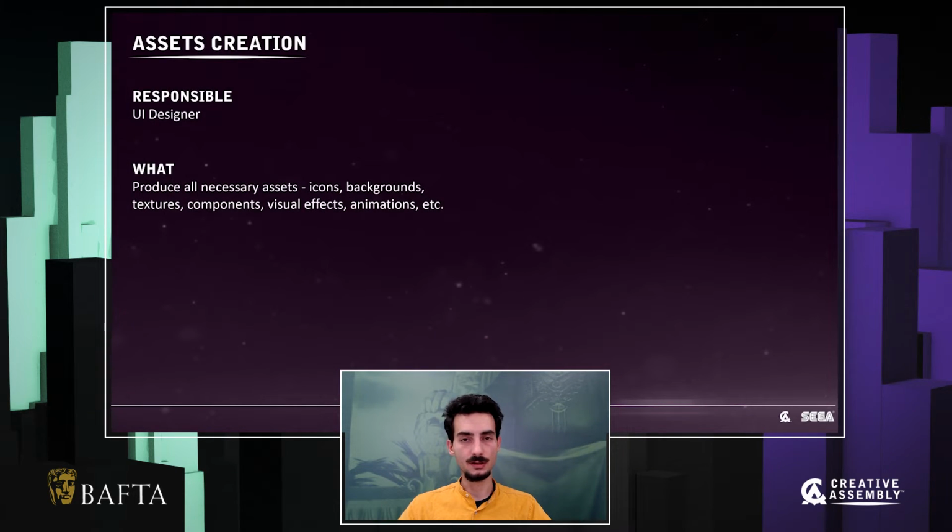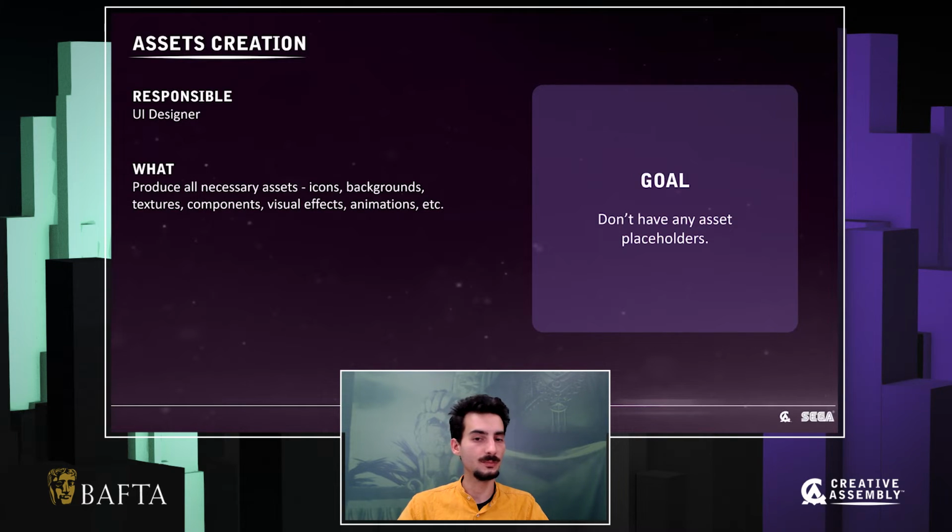During the code support stage, code support and asset creation go hand in hand. We do them in sync because one is not dependent on the other. While a programmer is hooking up the UI, a UI designer can draw and produce whatever is necessary. We have icons, backgrounds, textures, components, visual effects, animations. Most of these we create in the Adobe Creative Suite. And the end goal of this is basically to not have any placeholders, right?